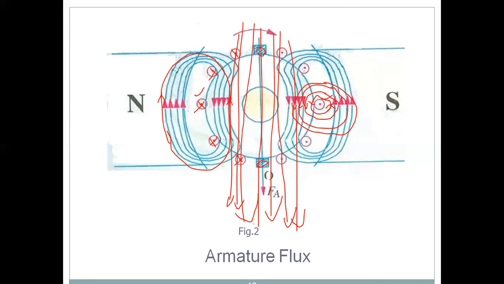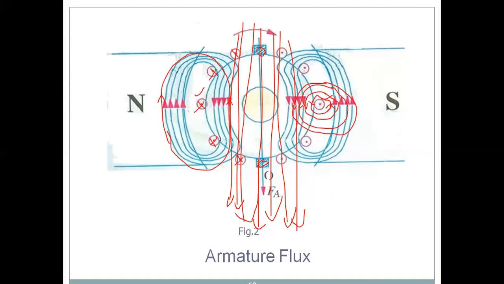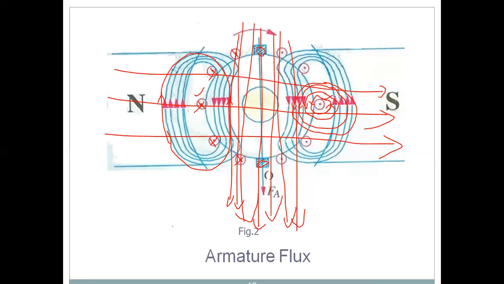You can see this is the flux due to armature flux. Assume that field coils are unexcited. Here I am showing this is north pole and this is south pole, but I have not shown the flux lines. I am considering only one flux. In the previous slide, I did not consider the north pole and south pole flux lines. I just showed only this is north pole and this is south pole.